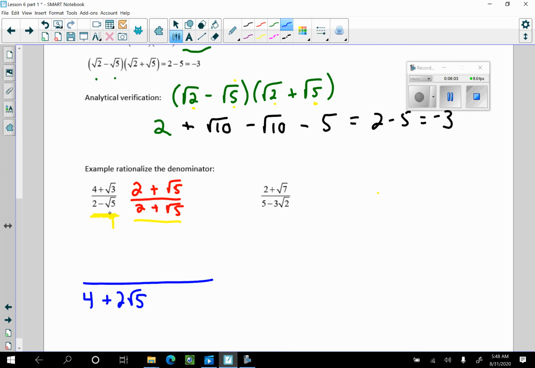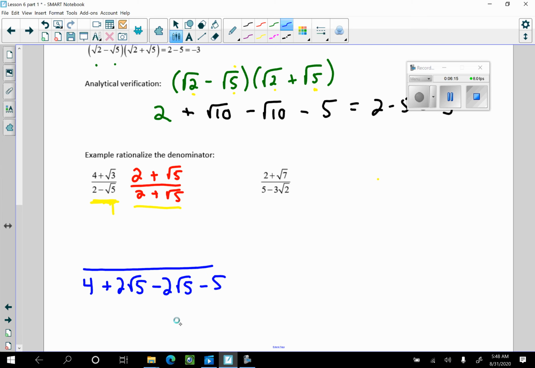Square root of 5 times negative square root of 5 times 2 is negative 2 square root of 5. You should see what's going to be going on here. Negative square root of 5 times 5 is negative 5. And now look what we did. Now in the denominator, the square root symbols are gone. But before we simplify that, let's do the top, because we have to multiply the top as well.